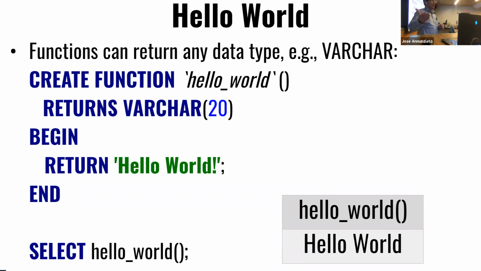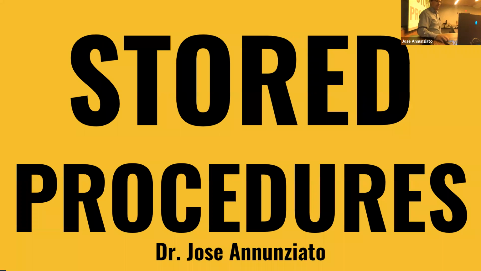We saw that we can return integers. We can return strings as well. Right here, we're returning the varchar, a hard-coded string with hello world, or I could take arguments. Full name takes as arguments first, middle, and last, calculates the concatenation of all three, and returns the concatenated string. Okay, so that's functions.